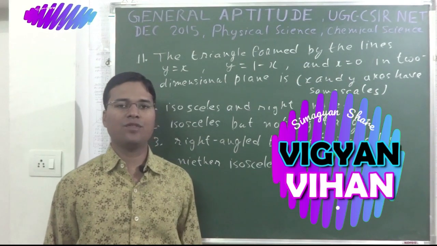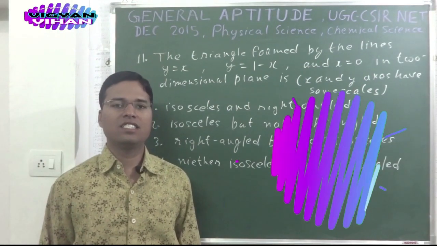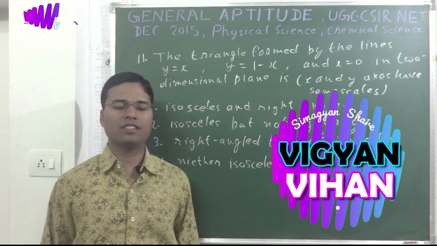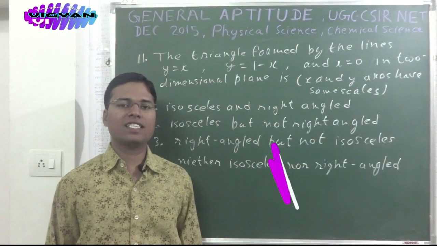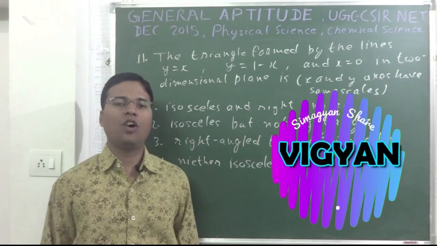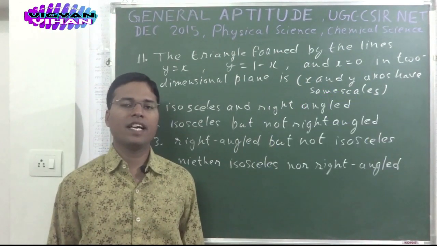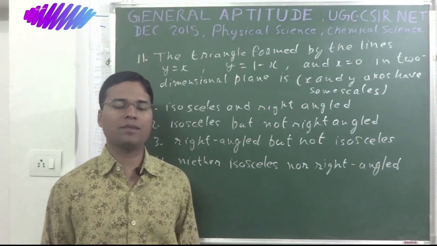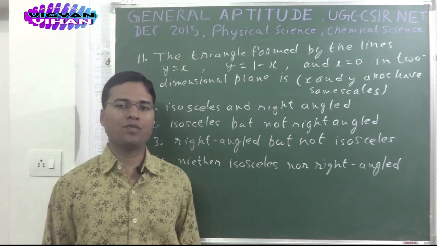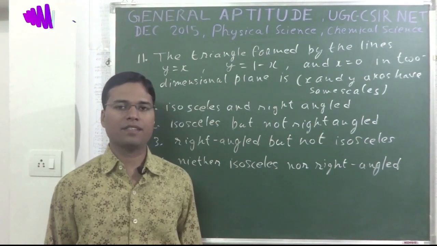This is our series of UGC-CSIR NET General Aptitude Problem Solution. This is the part of Physical Sciences, Chemical Sciences of the December 2015 exam. In this episode, we will solve the problem number 11 to 15 of this paper.